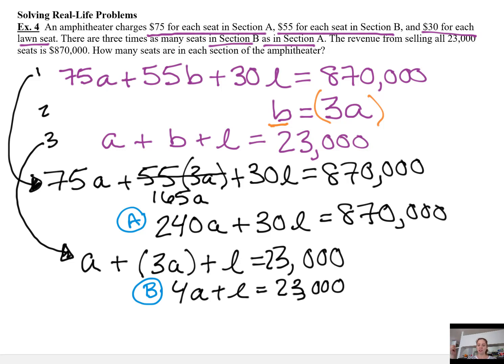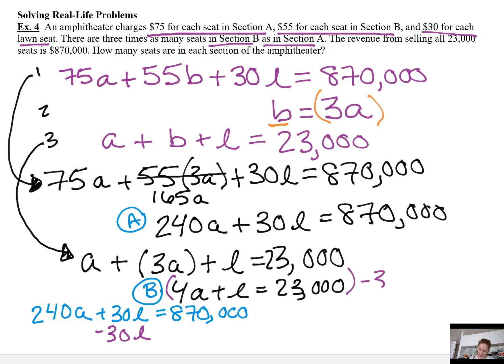So now I have two equations and two unknowns, A and B, and very little room. Let's see. I will rewrite A down here: 240A plus 30L equals 870,000. Now my goal is to get negative 30L out of B, out of equation B. So I'm going to multiply all of B by negative 30.